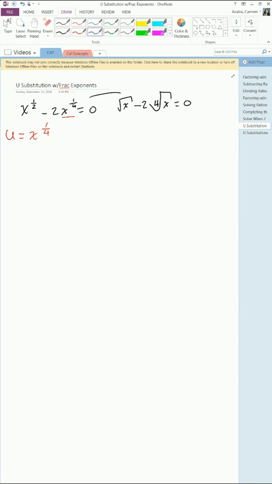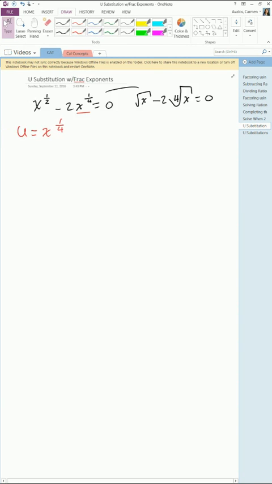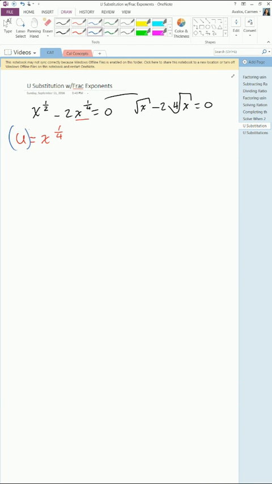Then what you're going to do is square both sides. If I square the u, then of course I have to square the right hand side. So u squared is now going to be x, because this is over 1, so you get 1/4 times 2, which equals 2 over 4, which is 1/2. So when I square it, it's x to the 1/2.